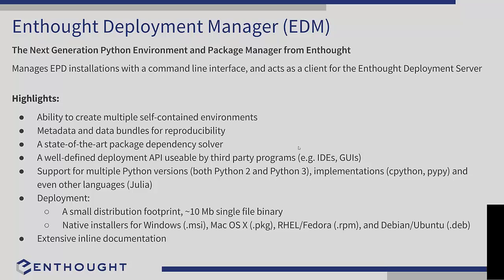EDM can do exactly what enpkg was doing, but with way more features. It manages multiple EPD installations, so you can now decide to deploy one or more Python environments on your machine. It's a command line interface by default, and it also acts as a client for the Enthought Deployment Server. We'll talk about the deployment server in a minute, but basically from the command line, you can easily create multiple self-contained environments and manage your packages. It integrates a completely rebuilt, refactored dependency solver. It's completely new, not the one we had in enpkg.